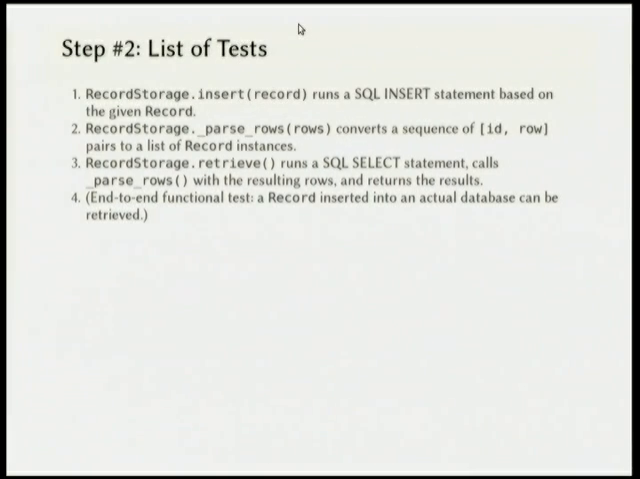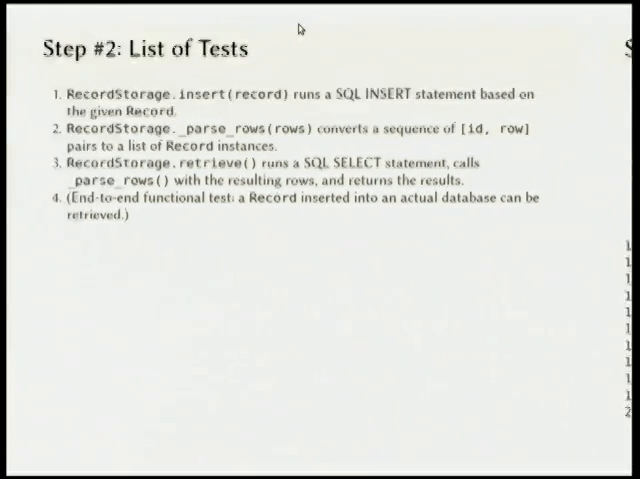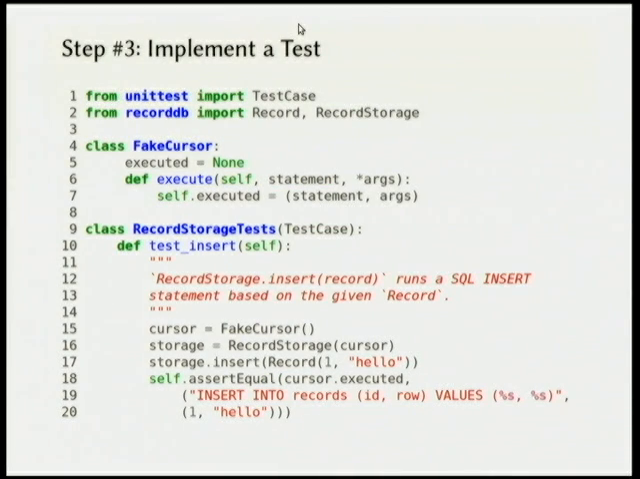Okay, so we had step 1, sketch implementation, very high level. Step 2, write a list of tests. And notice the list of tests is closer to the way the code's going to work. So we're going from a high-level description of the operations to things that are closer to actual code. And so next, we're actually going to start implementing these tests one by one. So let's implement a test.